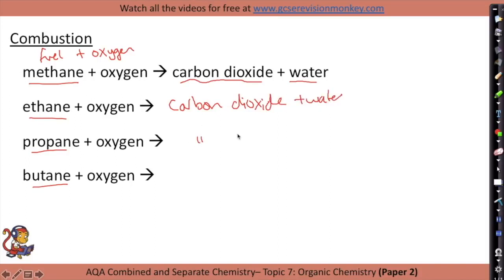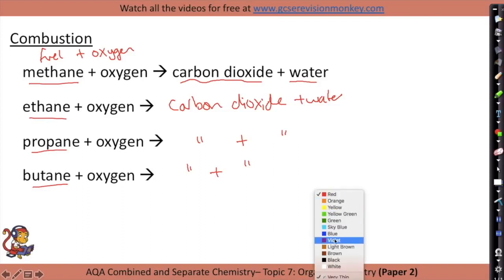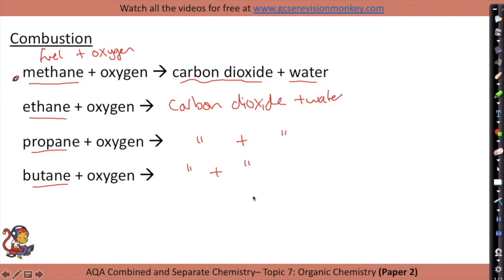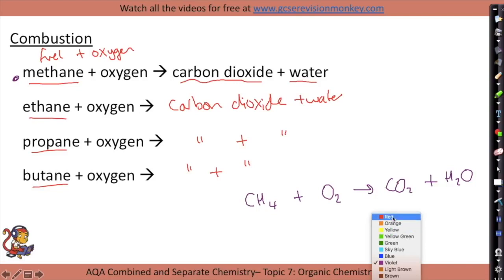Propane plus oxygen would make carbon dioxide plus water. Butane plus oxygen would also make carbon dioxide plus water. You may well have to write these as chemical symbol equations as well. So we'll take the top one here, methane plus oxygen would make carbon dioxide and water. And finally, you may be asked to balance the equations. So to do that, if you make a list of how many of each element that you've got on each side.